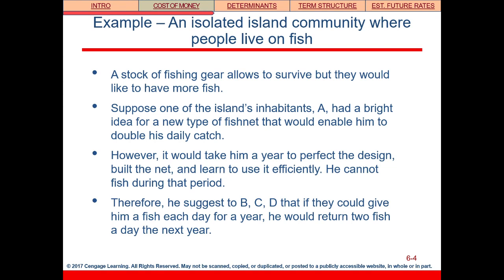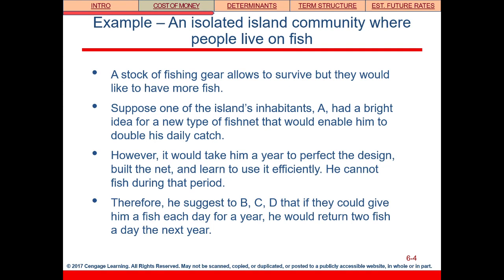So he was thinking of innovation. However, it would take him a year to perfect the design, build the net, and learn to use it efficiently. He cannot fish during that period. It's costly to invest in innovation. It doesn't come free. In this island where people just live on fish, we're not talking about currency, so he has to invest his time and energy. Therefore, he can't fish during that period.